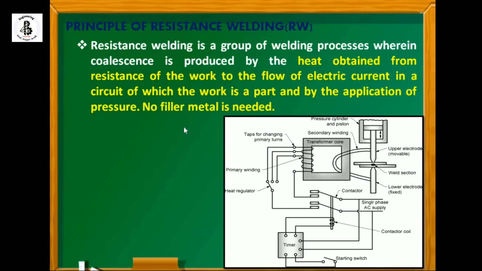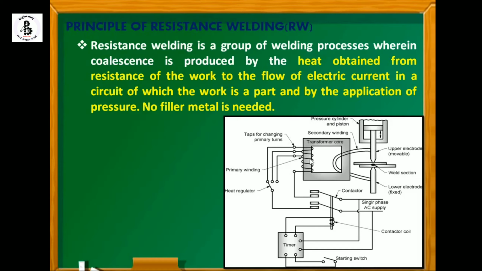Resistance welding is a group of welding processes wherein coalescence is produced by the heat obtained from the resistance of the work, basically between the two plates. That is, the resistance of the work to the flow of the current in a circuit of which the workpiece is part, and by the application of pressure. The pressure can be applied by hydraulic systems or mechanical systems.